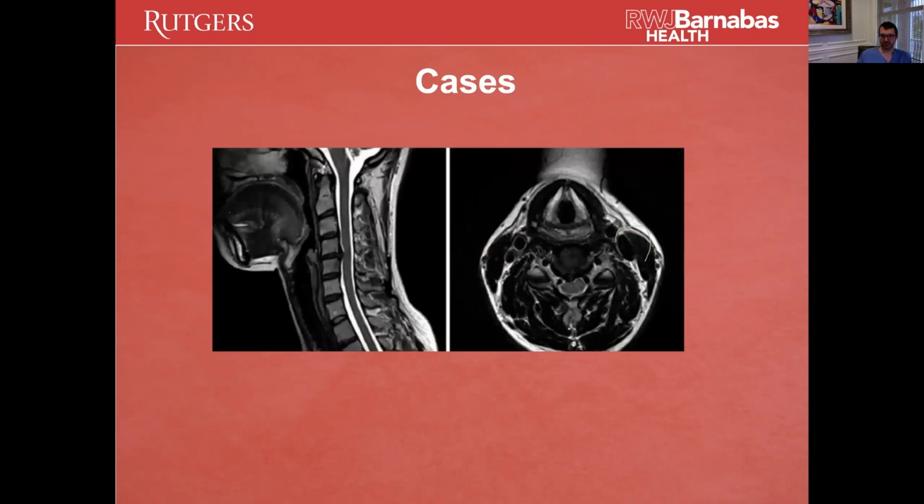So here's this person's MRI. We see pretty good alignment, and we see a herniated disc at C4-5. And that disc is pushing into the spinal cord.